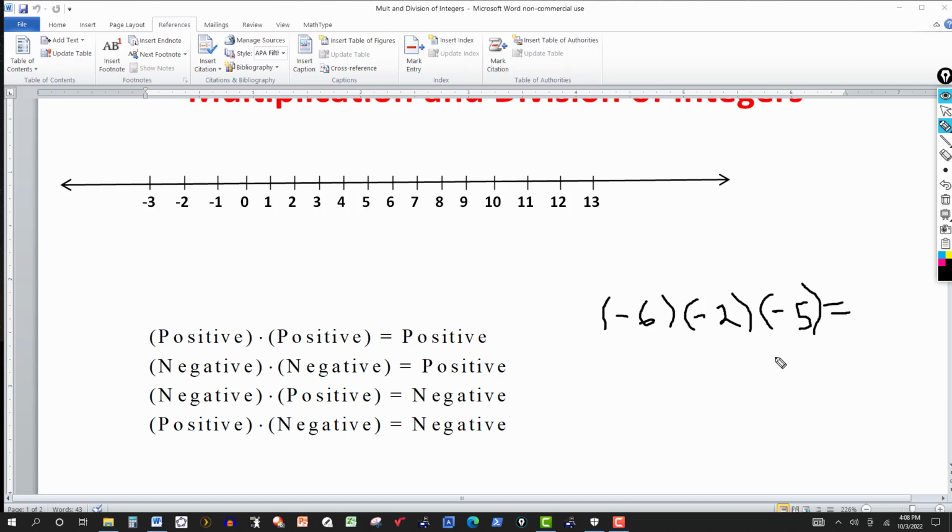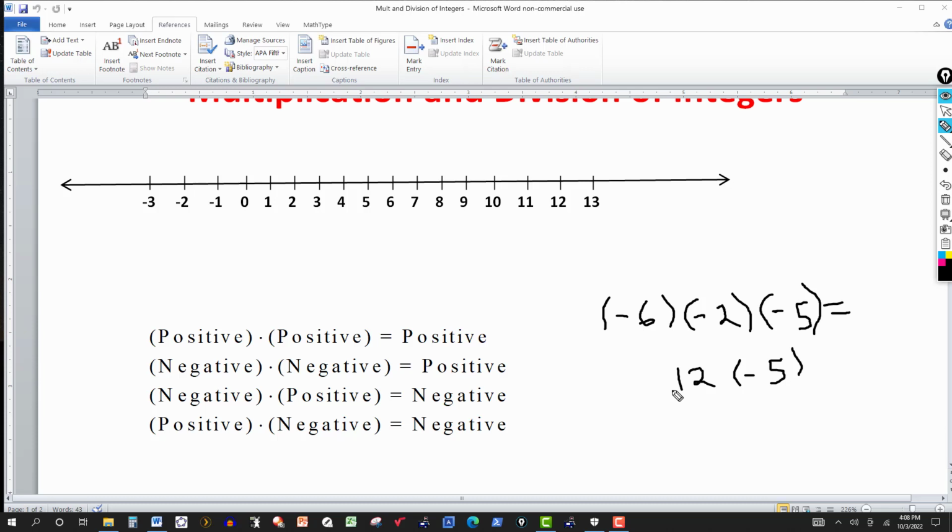So again, you can do two at a time. Doesn't matter how you do this. Negative 6 times a negative 2. Multiplying two negatives, the answer is always going to be positive. So just do the regular multiplication. 6 times 2 is 12. The product of these two is positive. And then we have another number though. So then we do the other multiplication.